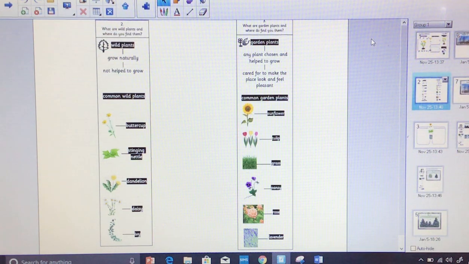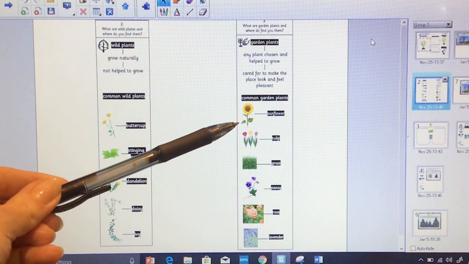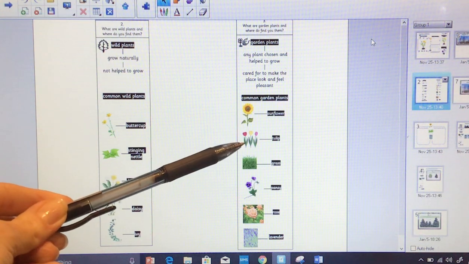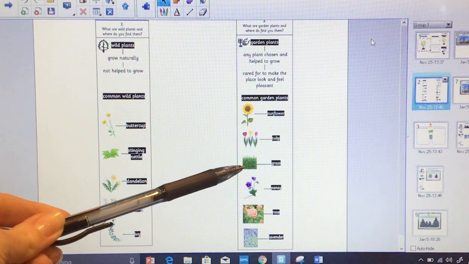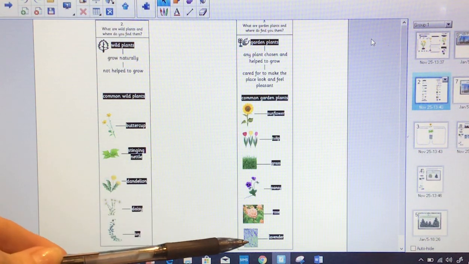Over on this side, we've got garden plants. These are any plants that are chosen and helped to grow. They are cared for to make the place look and feel pleasant. Some common garden plants, sunflowers, lots of us grew these last time when we were in lockdown, didn't we? Tulips, grass, a pansy, roses, and lavender.